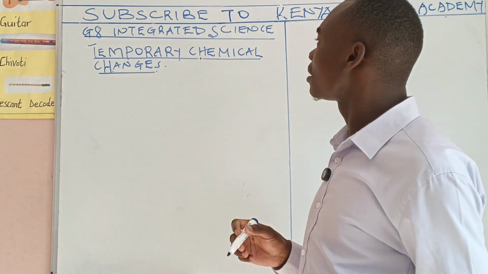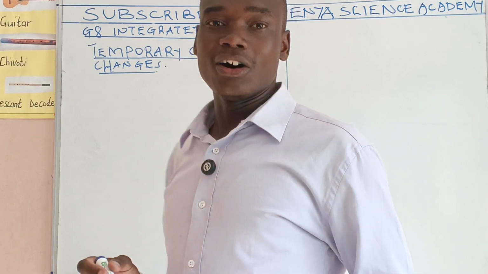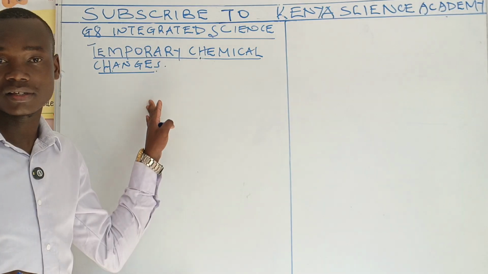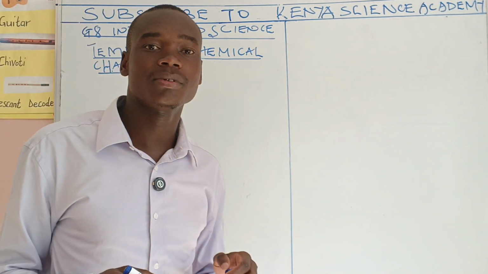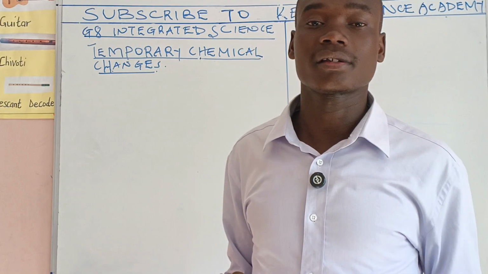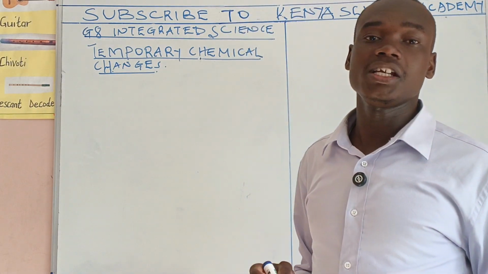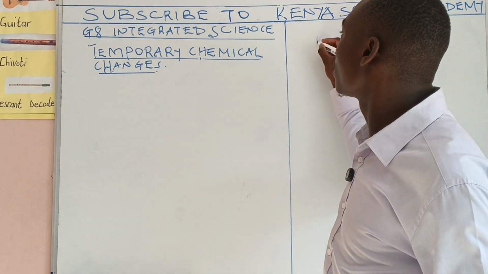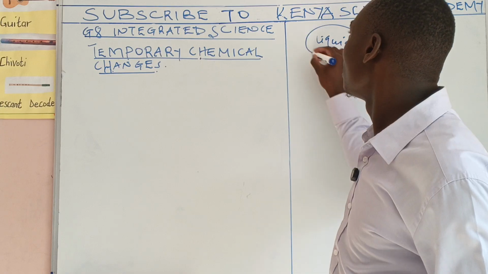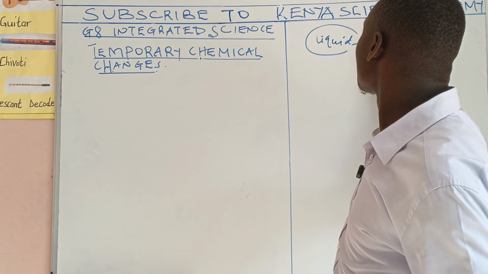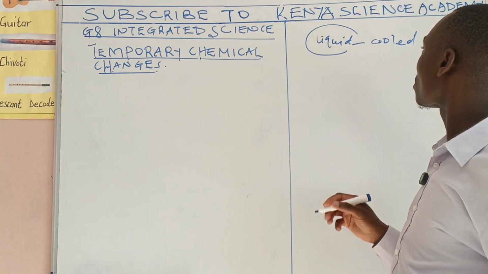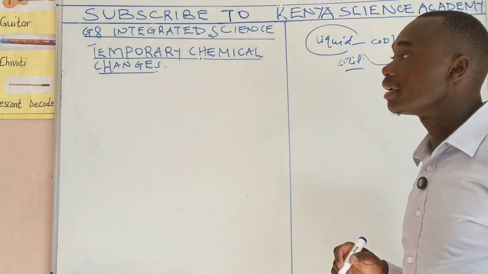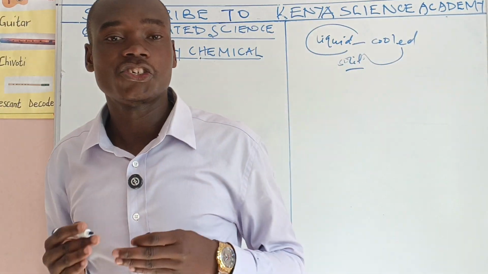Back with grade 8 integrated science. The last time we met, we talked about temporary physical changes. In that case, I gave an example of heating candle wax. Remember, candle wax is solid in nature. When you heat candle wax, it turns to liquid state. How about when this liquid state is cooled? When the liquid state is cooled, it goes back to solid state. That tells you that it is a temporary change.